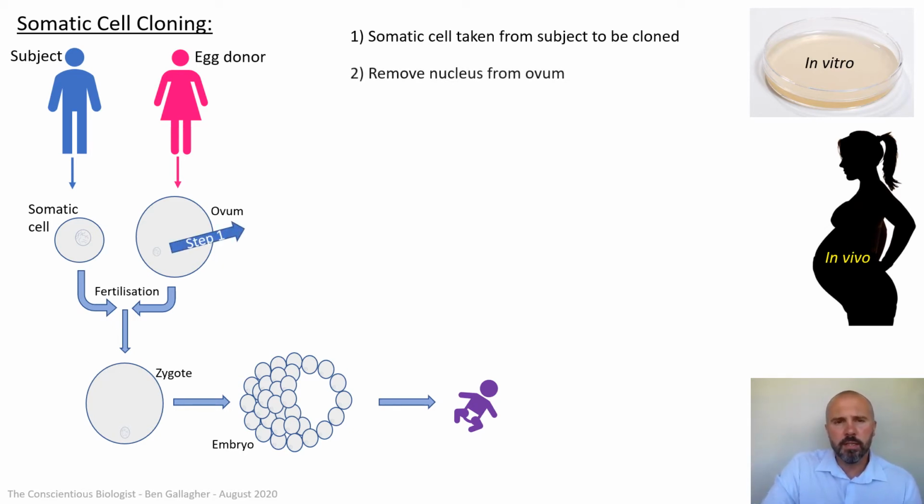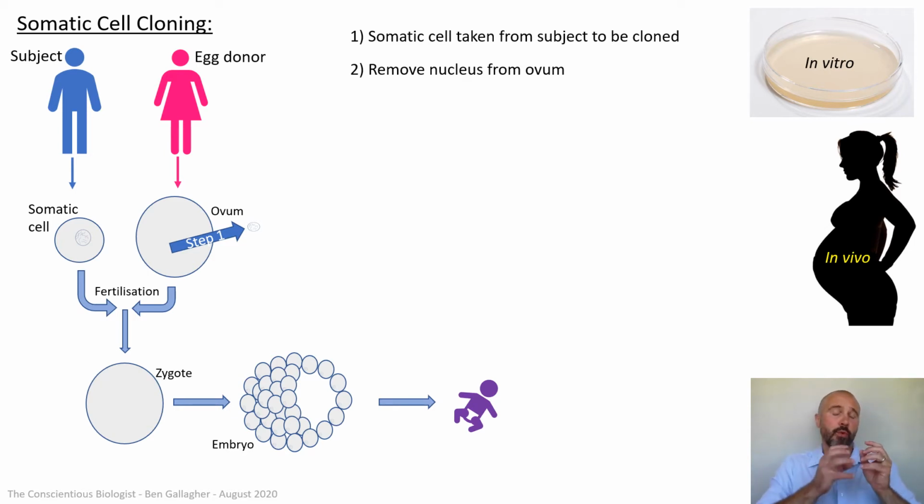Now, step one that we need to do from here, once we've got those two cells, we need to remove the nucleus from the ovum because that nucleus contains 50% of the woman's DNA. Well, the woman's going to be nothing to do with our clone. We don't want her genetics. We don't want her proteins going into our clone. So the only instructions she's got is that 50% in that nucleus. So we get rid of that.